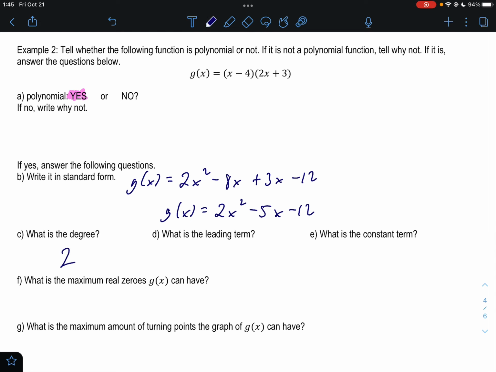What is the leading term? 2x squared. What is the leading coefficient? That would just be 2. And what is the constant term? That would be negative 12. The maximum number of real zeros we can have is the same as the degree, so 2. And the maximum number of turning points this graph could have would be 1 less than the degree, so that would be 1.